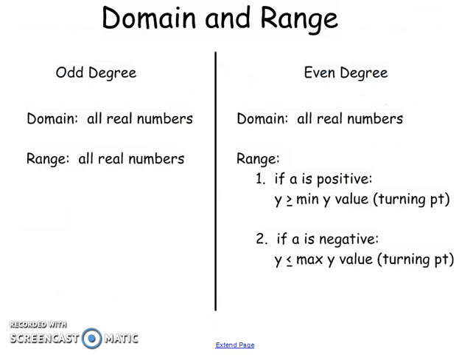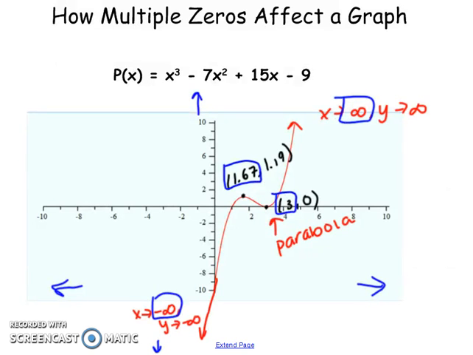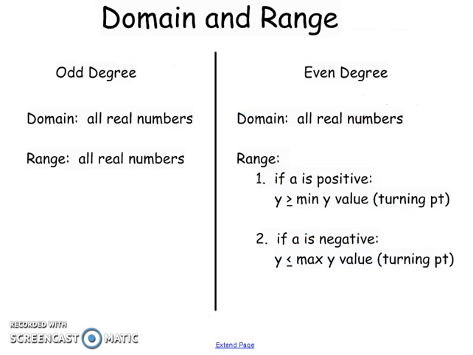Okay, so here's some rules for domain and range. When you have an odd degree, so when you have a linear or a cubic or a quintic, the domain and the range will always be all real numbers for both. That's because the ends go in opposite directions, so your x and your y end behaviors are going to be opposites, just like in this example. One x is going towards negative infinity, one x is going towards positive infinity. Same thing for your y's. So they're always just going to be all real numbers.